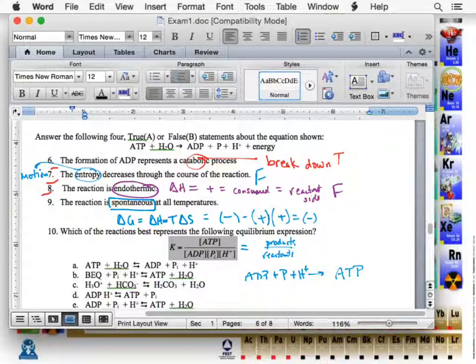What's the issue? Which is our closest match? E. What is the issue with E? Why does it not match perfectly? We have the water. Why did the water not show up in our equation? It's going to come back to 152 knowledge because I don't think we explicitly stated it in class.